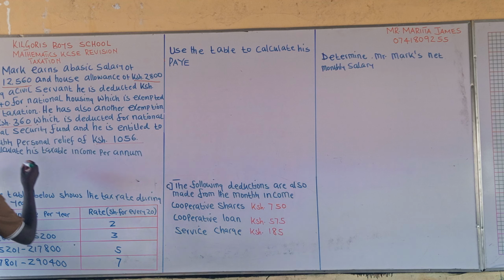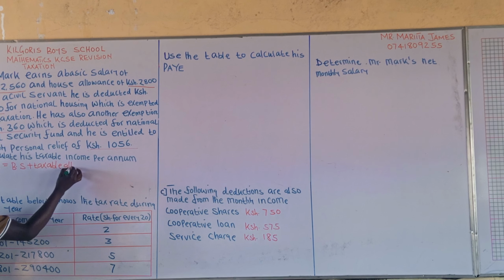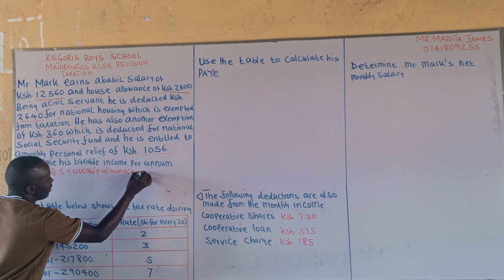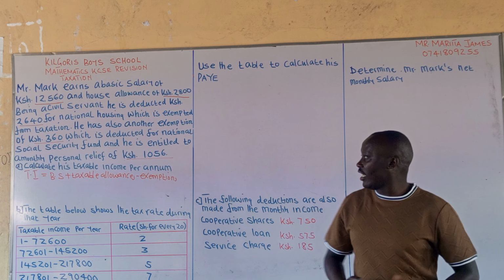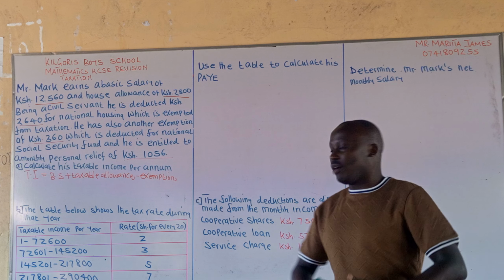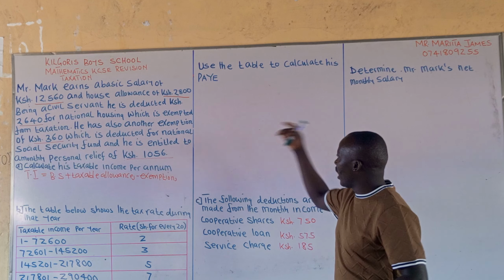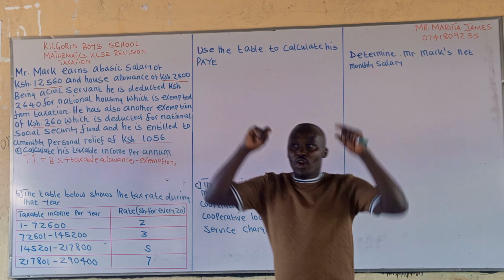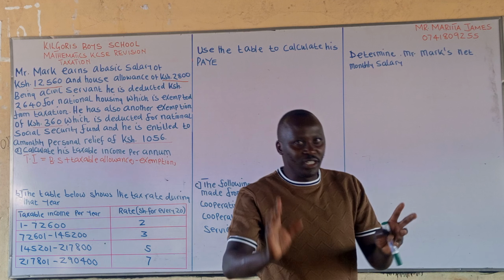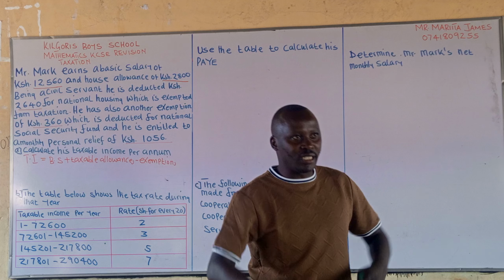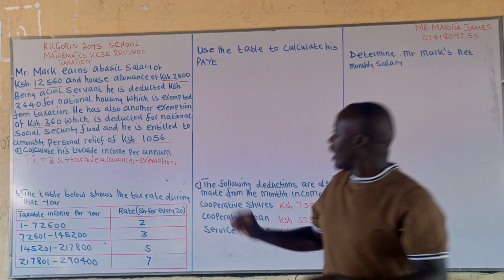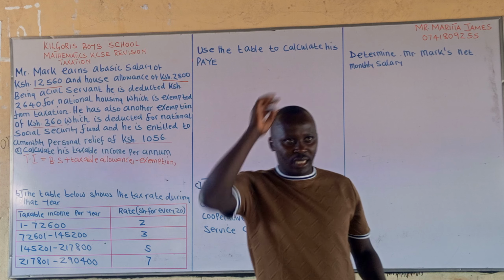Our taxable income is equivalent to the basic salary plus the taxable allowances, then minus exemptions. This is how simply you can calculate the taxable income. We have the basic salary, then the taxable allowances; in this case, only one, the house allowance. We only subtract the exemption if it exists. If the exemption does not exist, then the taxable income remains as the basic salary plus the taxable allowances. Otherwise, if the exemption exists, that is when we subtract it, because that money is exempted from taxation.